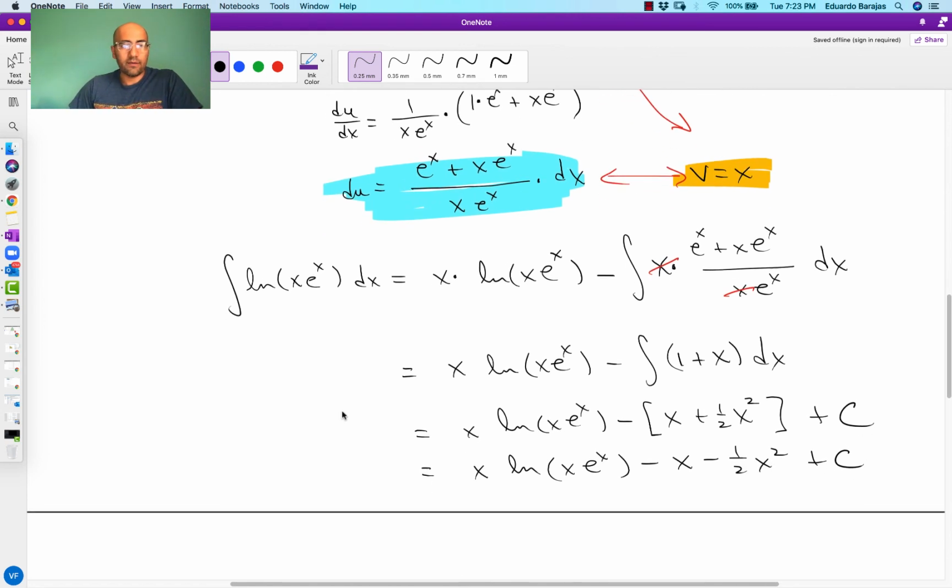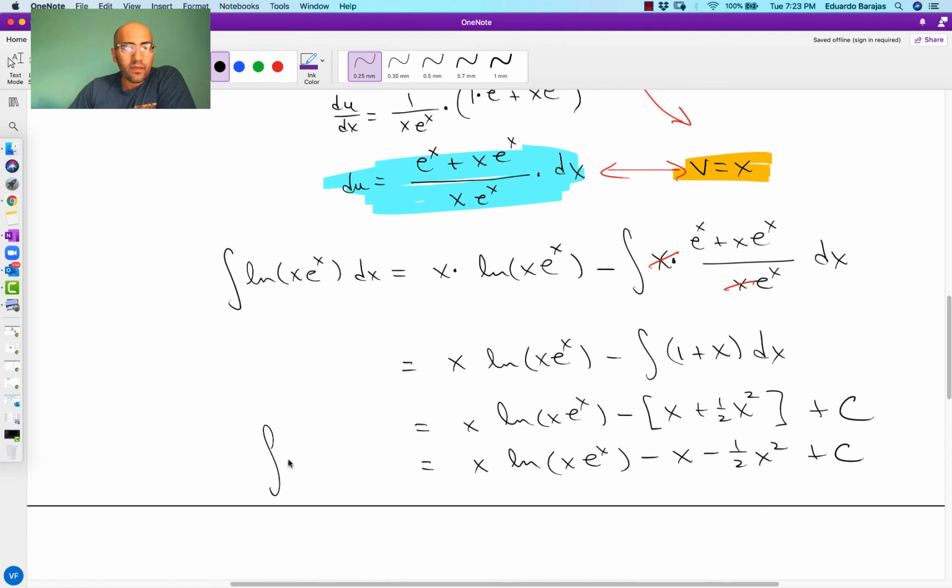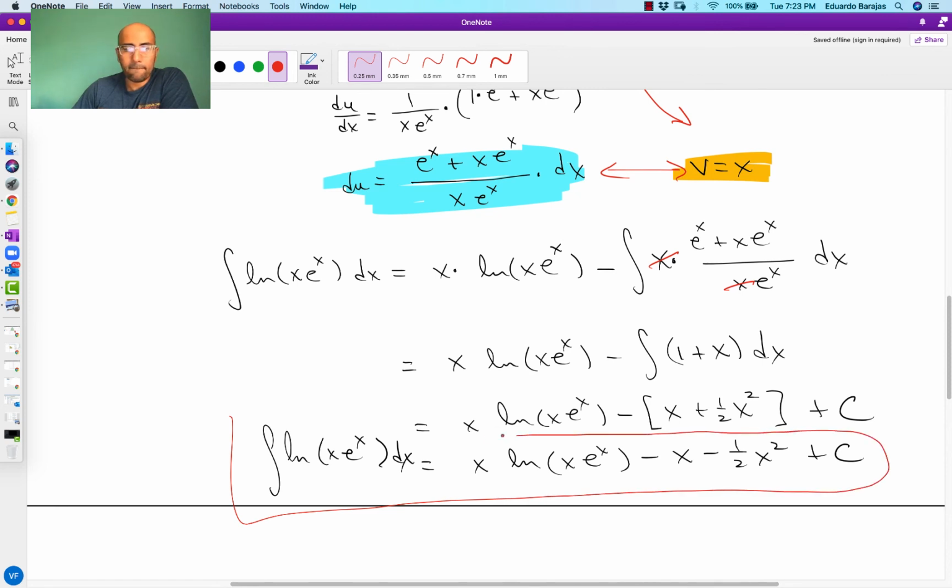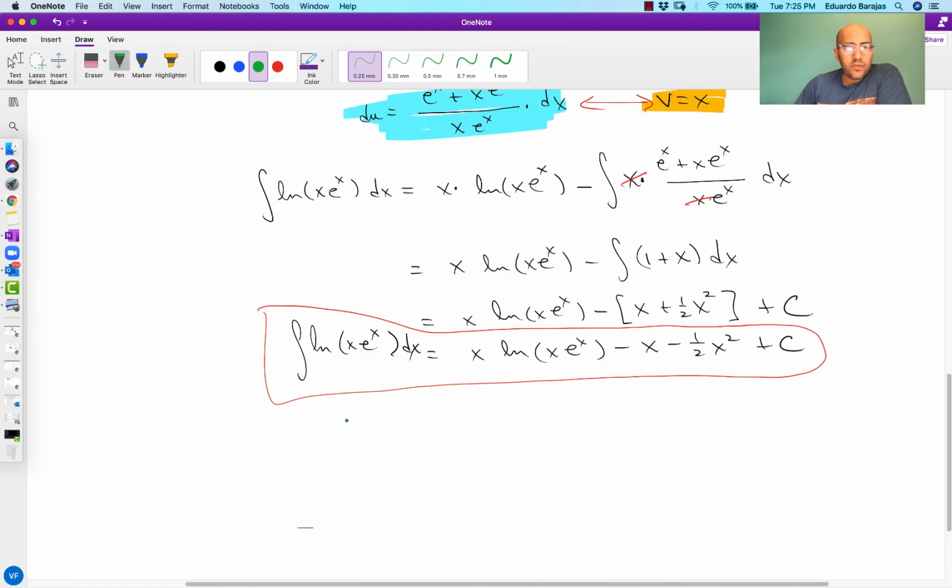Let me just copy this guy down. Integral of ln of x e to the x dx is equal to this. Good. Now let's check to make sure this is true. If it's in fact true that we did a good job, it must be the case that the derivative of this function equals that one.